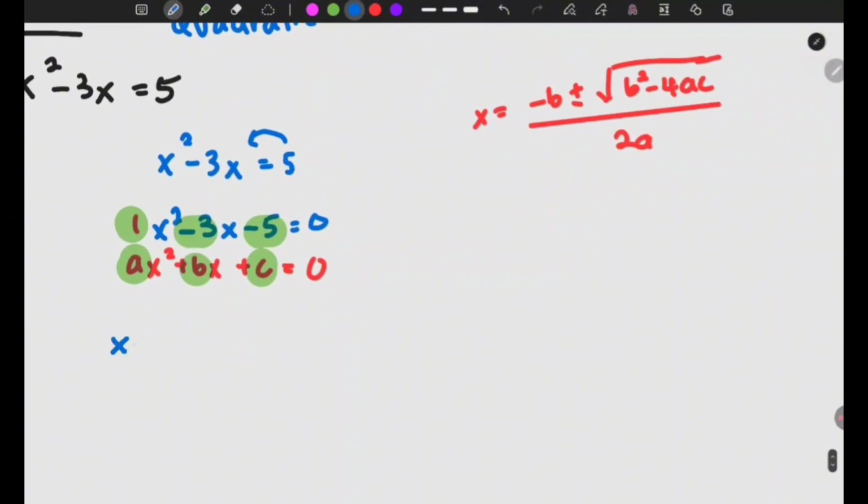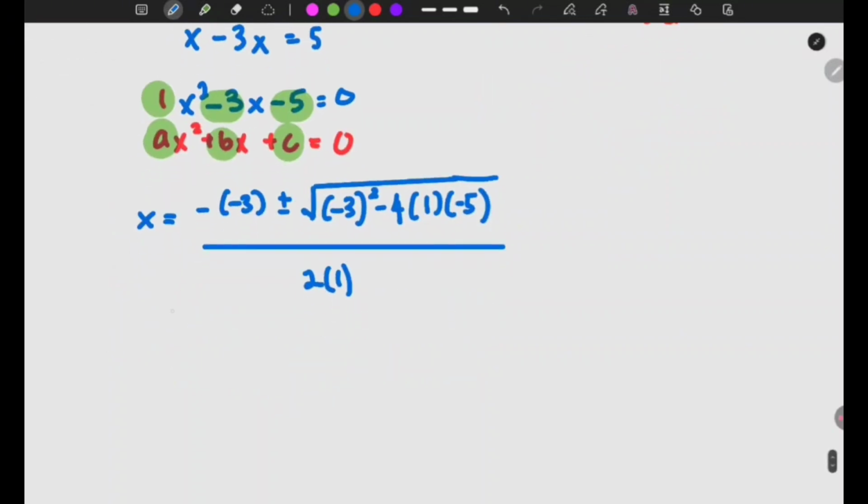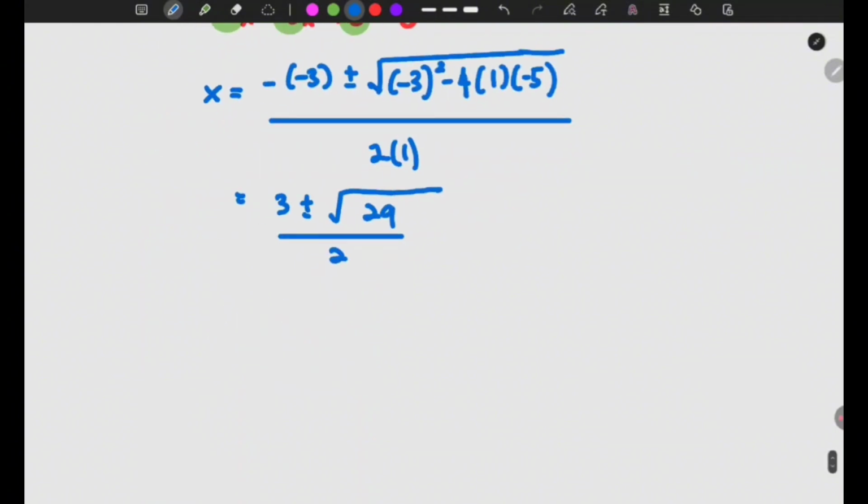over the 2a, a is 1, and then press your calculator. 3 plus minus, so negative 3 square is 9, negative 4 times negative 5 is positive 20, so 9 plus 20 is 29 over 2. 2 times 1 is 2, and here plus minus split into 2 parts. One is x equals to 3 plus square root 29 divided by 2. Another one more, x is equals to 3 minus square root 29 divided by 2.